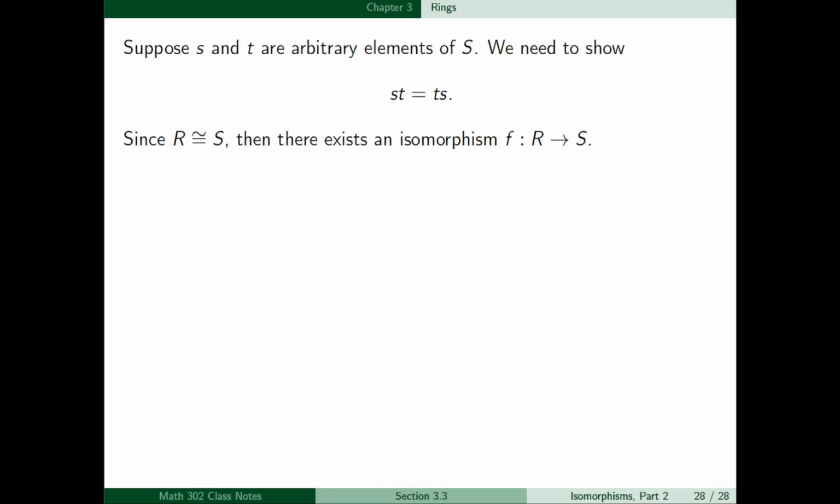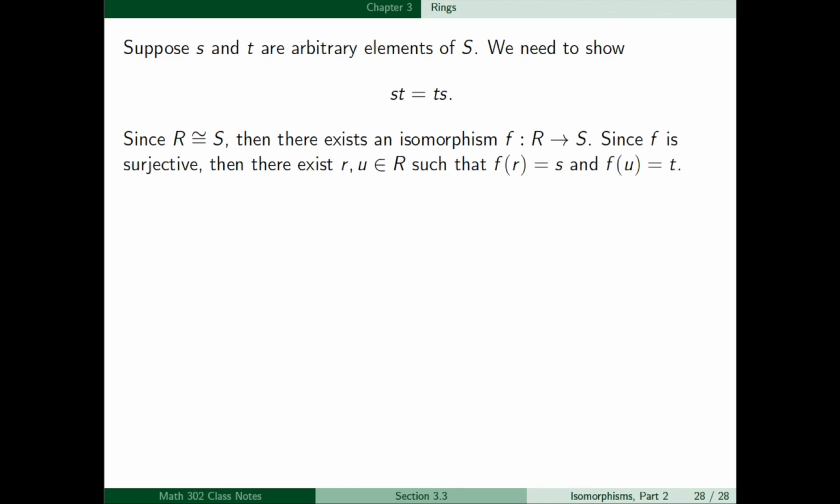Now, since R is isomorphic to S, then there exists an isomorphism F from R to S. And since F is surjective, then there exist elements r and u in R such that F of r is equal to s and F of u is equal to t.